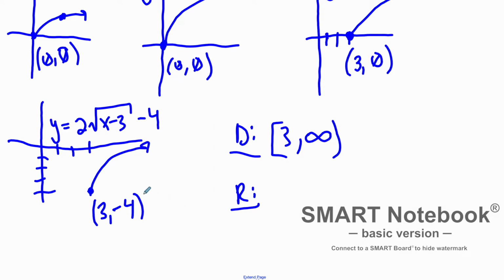For the range, we're looking at the y values that this is covering. And it starts down here at -4, and then it goes up forever. So -4 to infinity. Again, infinity always gets a parenthesis. And in this case, -4 will get a bracket. So that's your final graph right here and your domain and range for that function.